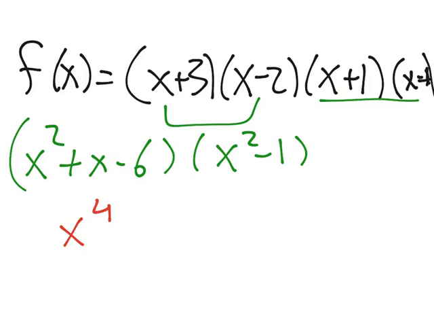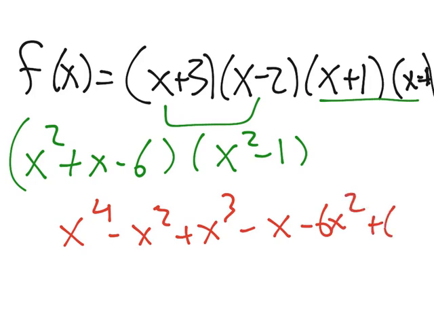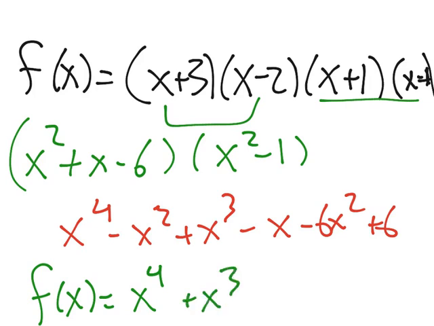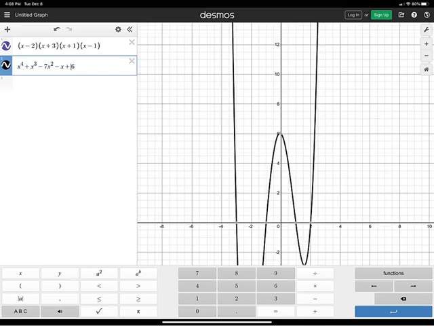So that's going to be x to the 4th minus x squared plus x cubed minus x minus 6x squared plus 6, which gives me our polynomial in expanded form. X to the 4th, that's an x squared, so I got plus x cubed minus 7x squared minus x plus 6. Okay, before I go any further, I'm going to check with Desmos and make sure that this is the correct function, so I'll post a screenshot on the next slide.